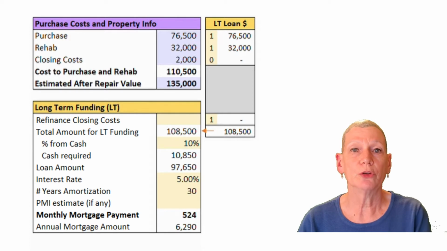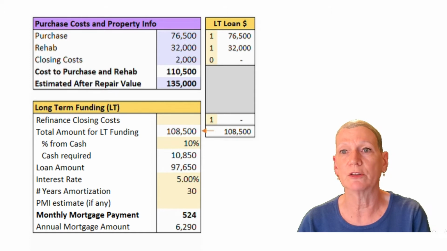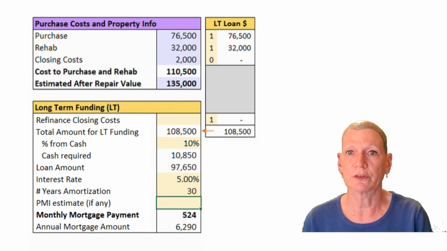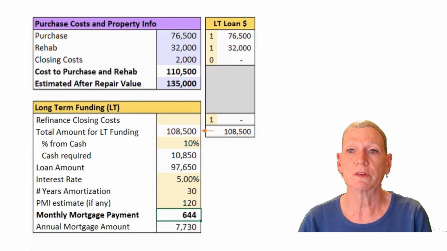For this loan, you may wind up having to pay private mortgage insurance, that's PMI. So if that's the case, then you'd want to have an estimate of that from your lender, and you could put in a number here. Let's say, for example, it might be $120 a month as PMI. So if you enter that value here, then it gets added into your monthly mortgage payment, which is now going to cover your principal, interest, and your PMI.